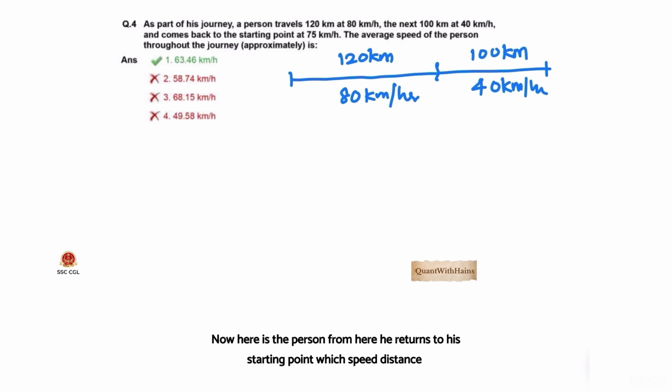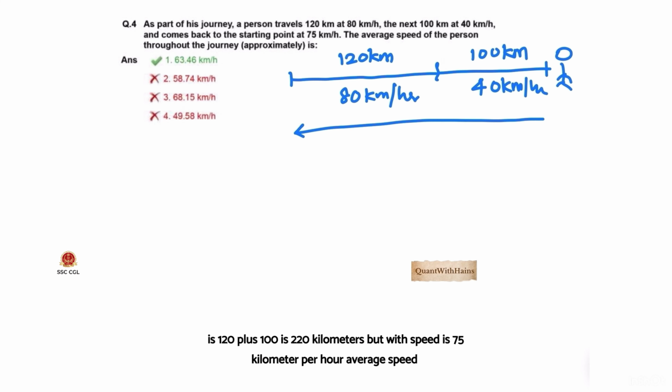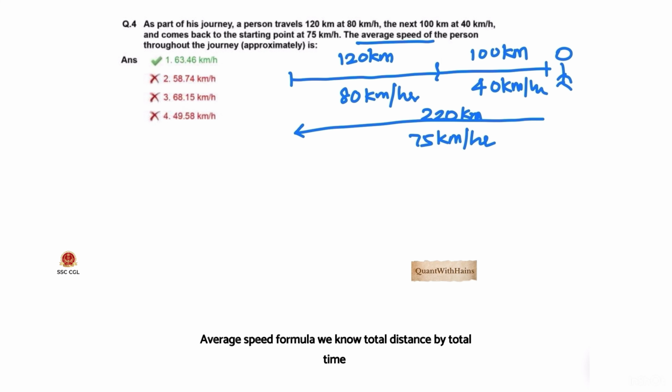Now here is the person. From here he returns to his starting point with speed. Distance is 120 plus 100 is 220 kilometers, but with speed is 75 km per hour. Average speed formula we know. Total distance by total time.